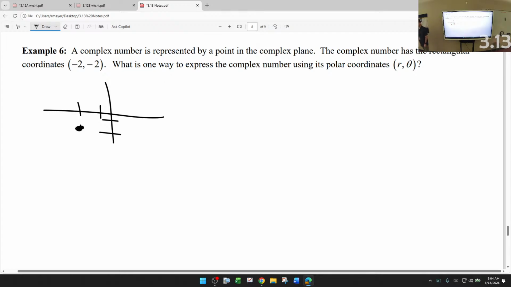That's the complex number, which is just like you would think. In fact, if they didn't tell me that was complex, it looks rectangular. Okay? What is one way to express the complex number using its polar coordinates?